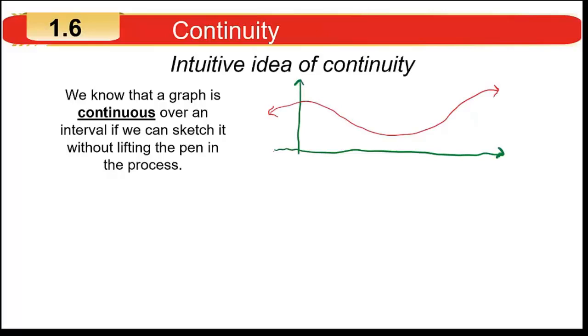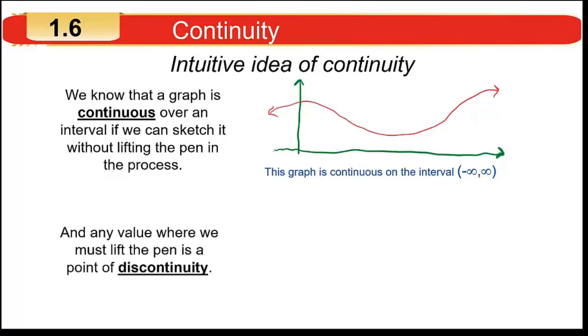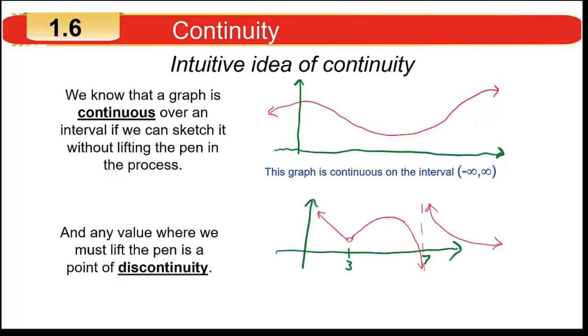We would say it's continuous over that interval. So I've just sketched out something here with arrows on each end, which means it continues in both directions indefinitely. There are no breaks in the graph at all, so the graph could be said to be continuous on the interval from minus infinity to infinity, in other words, the set of real numbers. Any value, and this is the intuitive part, any value where we must lift the pen is a point of discontinuity. So if you're graphing and you have to lift your pen or pencil from the paper to complete the graph, you've found a point of discontinuity.